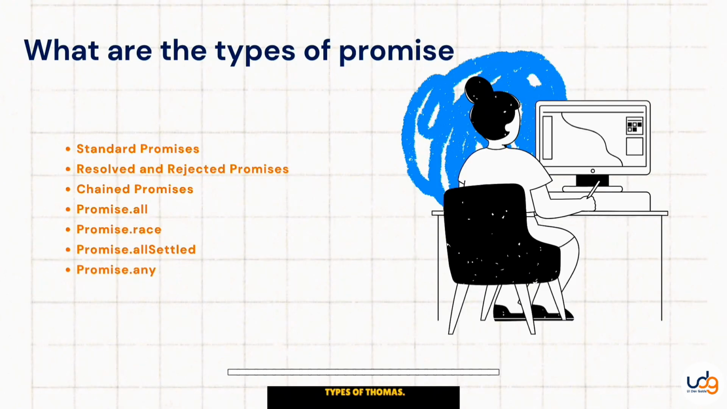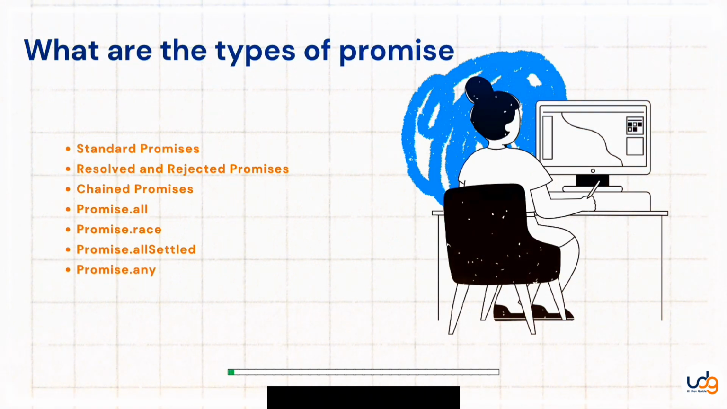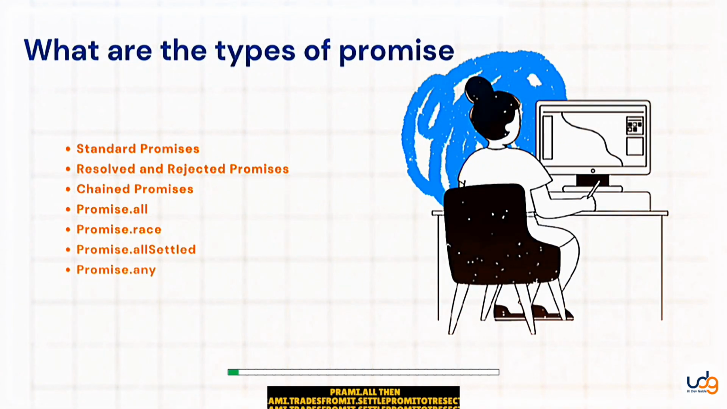Types of promise. Can you explain it a little bit more? I mean, question. Types of promise. We have promise.all, then promise.race, promise.allSettled, promise.reject, kind of.